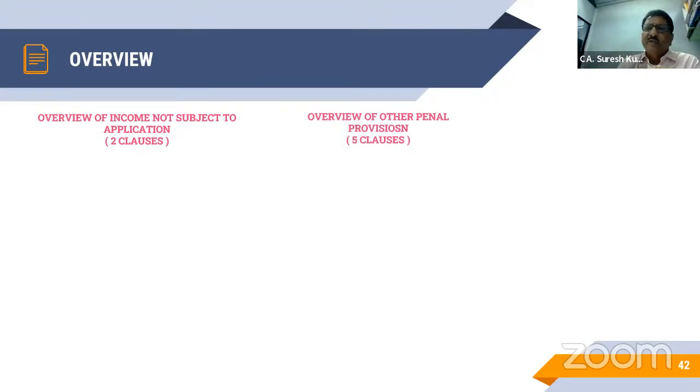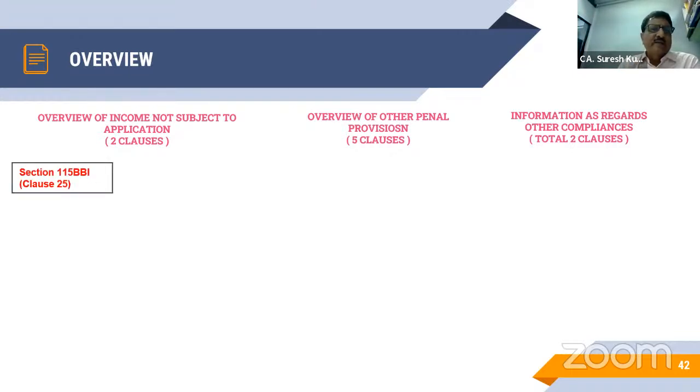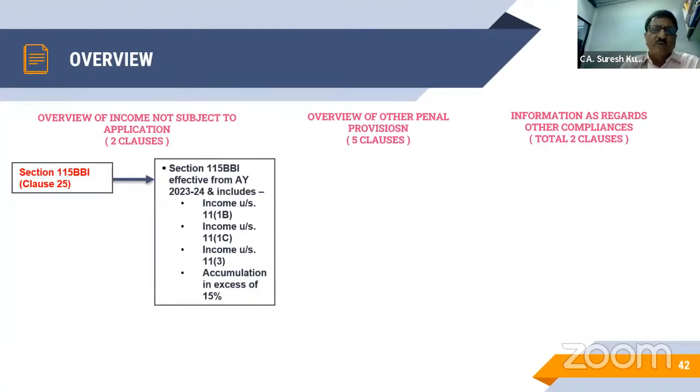Now, the remaining clauses in Form 10BB are the overview of income not subject to application. Well, there is income which is not subject to application but directly charged to tax. Then there is an overview of the other provisions, there are 5 clauses, and there is information as regards other compliances, there are 2 clauses. So in the first category, the income not subject to application, here we have to mention the income subject to 115BBI, the newly inserted section with effect from assessment year 2023-24, and this includes income in violation of 11(1)(b), 11(1A) not applied, 11(1)(c) income applied outside India, not as per the CBDT approval, income under section 11(3), Form number 10 for 5 years, failing the conditions, and accumulation in excess of 15%. Those incomes will be tabulated and reported by the auditor under section 115BBI.